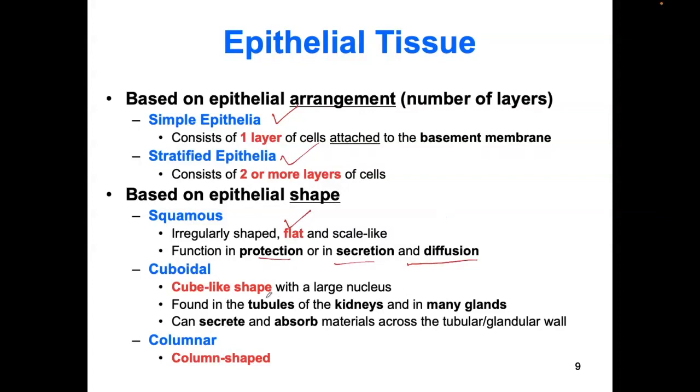Cuboidal, the cubes, I said they're found in the kidney, the part of the nephron, the tubules, the proximal convoluted tubules, and the distal convoluted tubules. Remember we said that epithelium is lining and it can line tubules. So proximal convoluted tubule and distal convoluted tubules are going to have cuboidal cells, good for secretion and absorption. And then we have columnar cells. Those are the column shaped. We're going to see those in the respiratory tract, and we'll see them in the digestive tract.